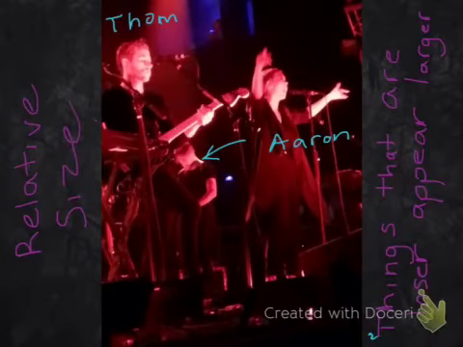Relative size states that objects that are closer to us appear larger. In this picture, Tom appears to be bigger than Aaron. That's because I am closer to Tom.